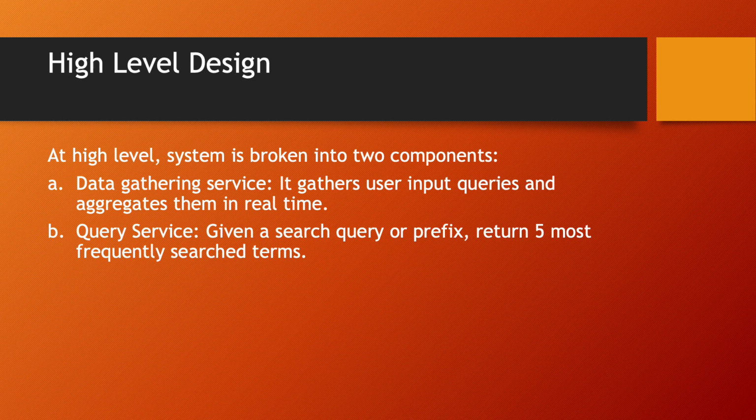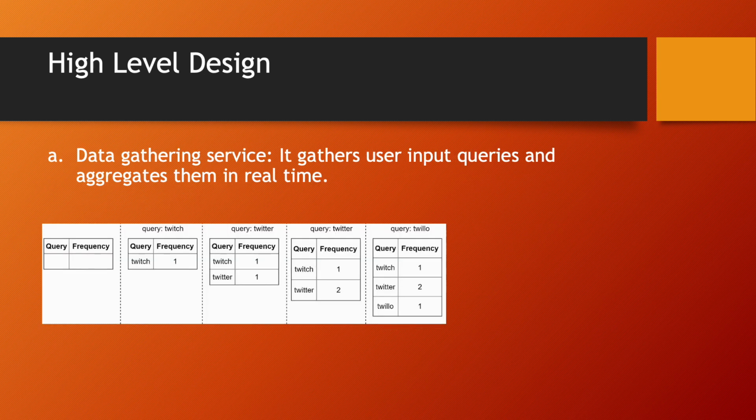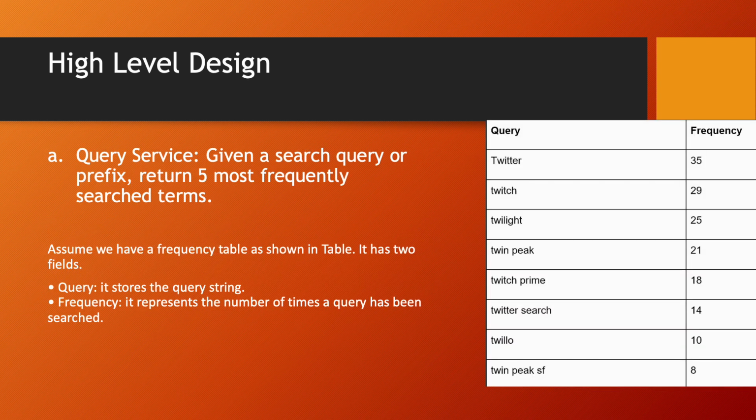At a high level, the system is broken into two major components. First is the data gathering service. It gathers user input queries and aggregates them in real time. The second is the query service. Given a search query or prefix, it returns the 5 most frequently searched items.